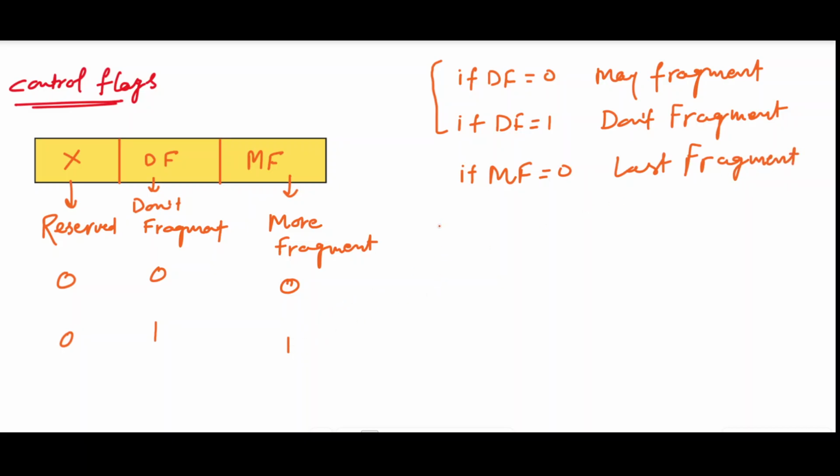Now if the more fragment field, the flag field, the control bits field, is set to 1, that means on. Because this field is for more fragment, it is on, so we will have more fragments, that means we want more fragments. Clear? So we can say that if MF equals 1, there are more fragments.